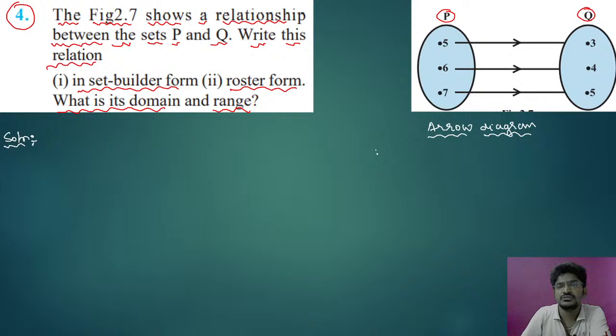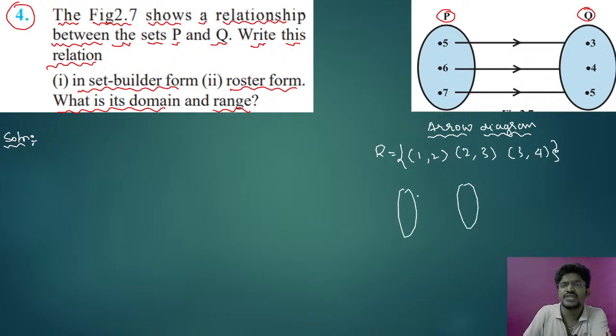What happens if I take any relation like (1, 2), (2, 3), (3, 4)? What happens if I want to write an arrow diagram? It will have two sets. The first set will be A, the second set will be B. In the first set, you should write the first elements, that is 1, 2, 3. In the second set, you should write the second elements, that is 2, 3, 4.